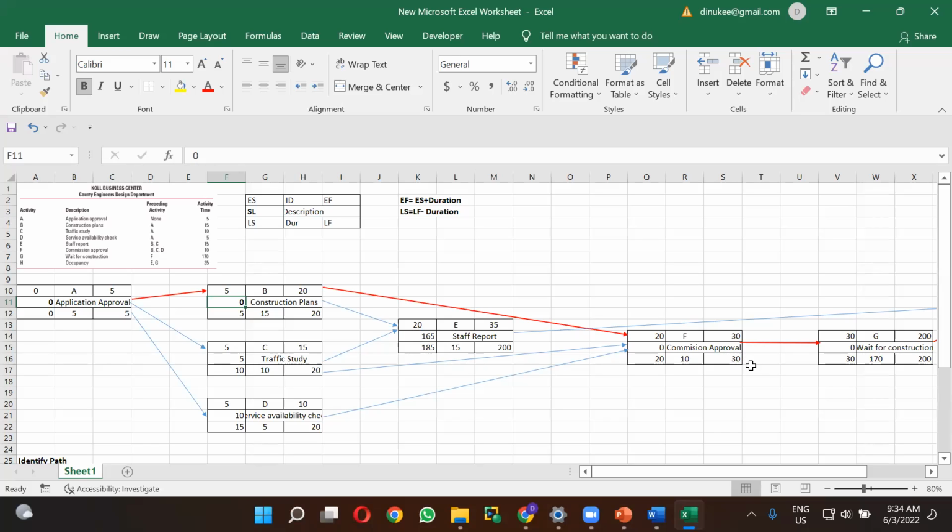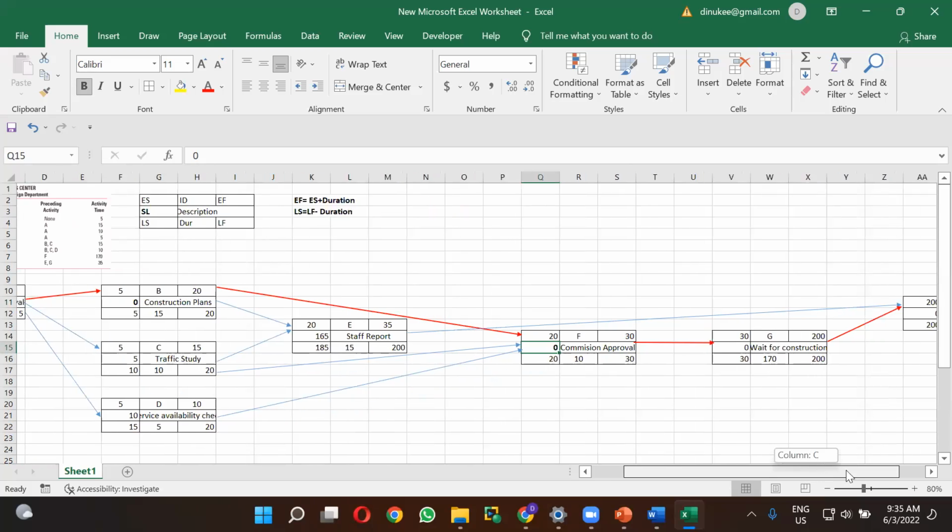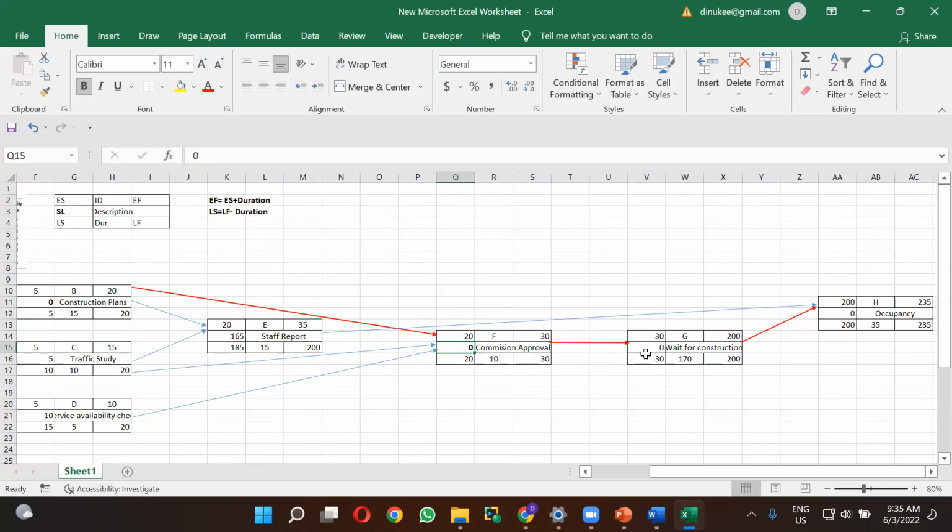But if you see the F activity, it has zero slack. That means it is also a critical activity. Therefore, from B, you can connect the F activity as well. And if you see the G activity, it also has zero slack, so you can connect that as well. And the H activity also has zero slack, therefore you can connect those.